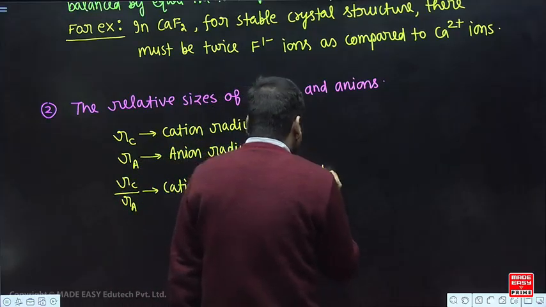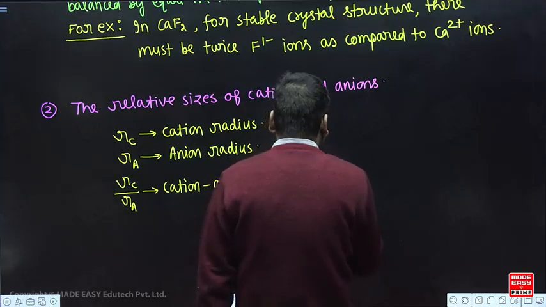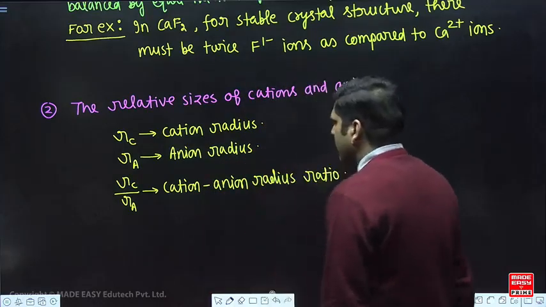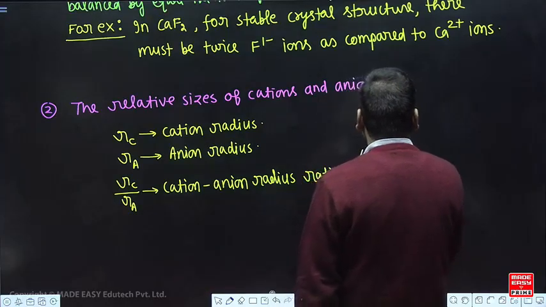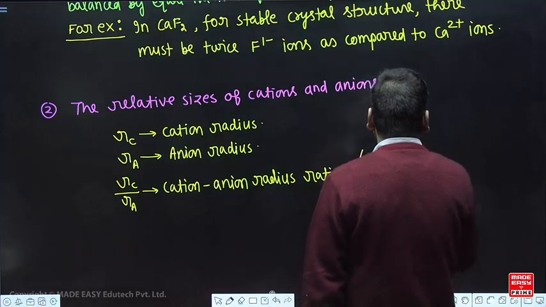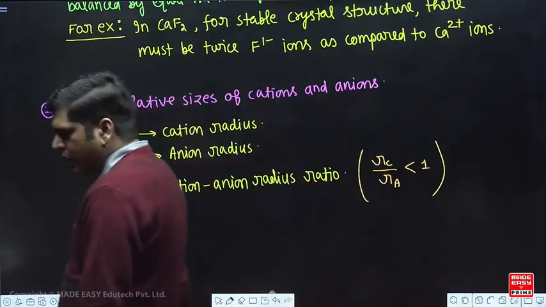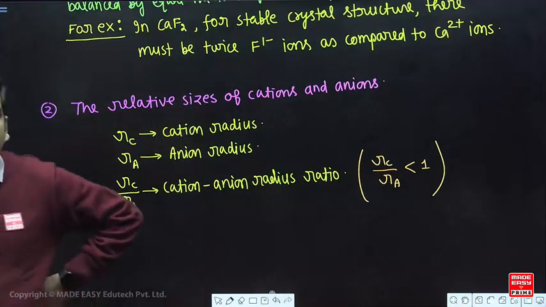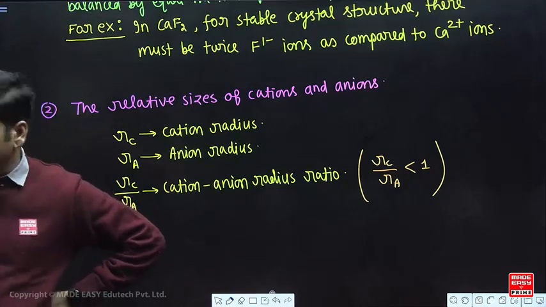If you recall, I told you that cations are always smaller than the anions. It means Rc by Ra is always less than 1. This question has also been asked once, where they asked what can be the possible value of Rc upon Ra, out of the 4 options only one option was correct, and that was less than 1. So Rc by Ra must always be less than 1.